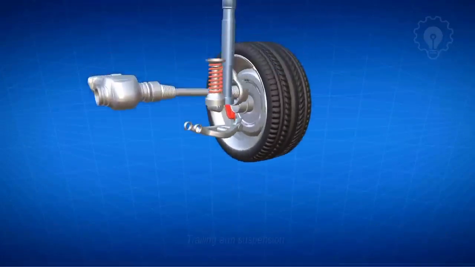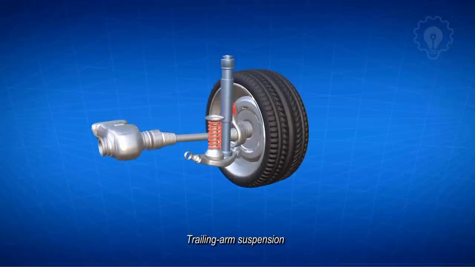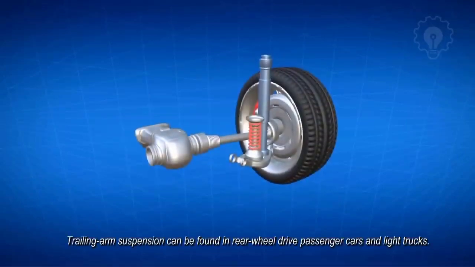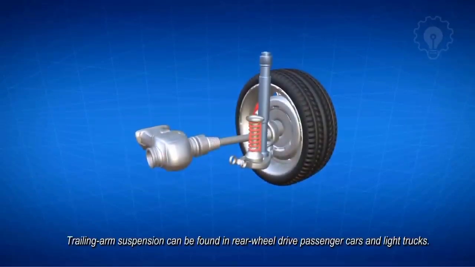Trailing arm suspension. Trailing arm suspension uses a trailing arm, which extends forward to a pivot on the car body. The upper part of the trailing arm supports the coil spring. Trailing arm suspension can be found in rear-wheel drive passenger cars, and light trucks.